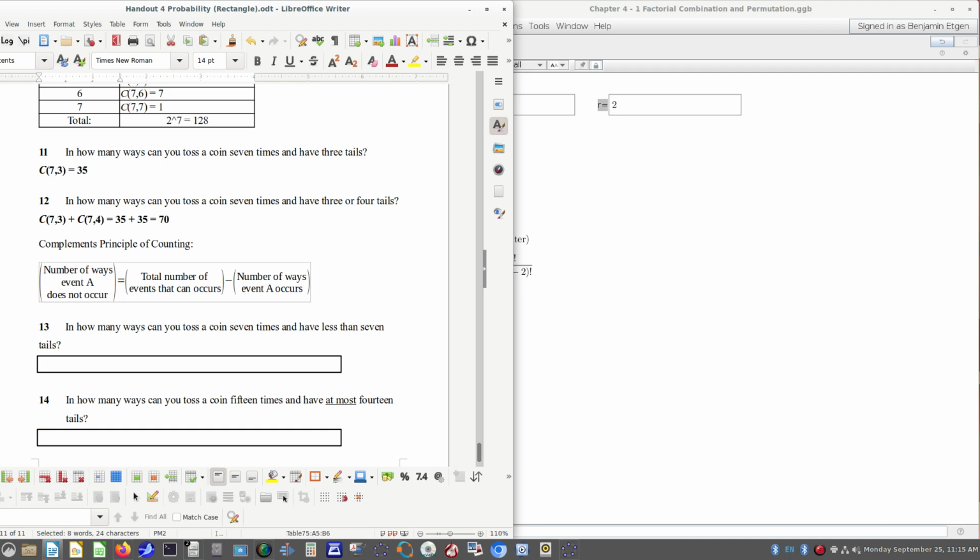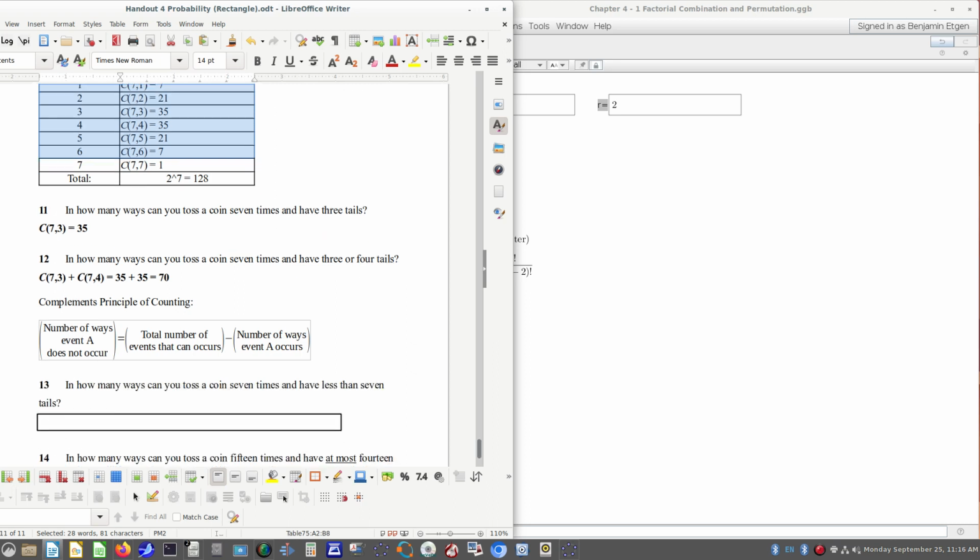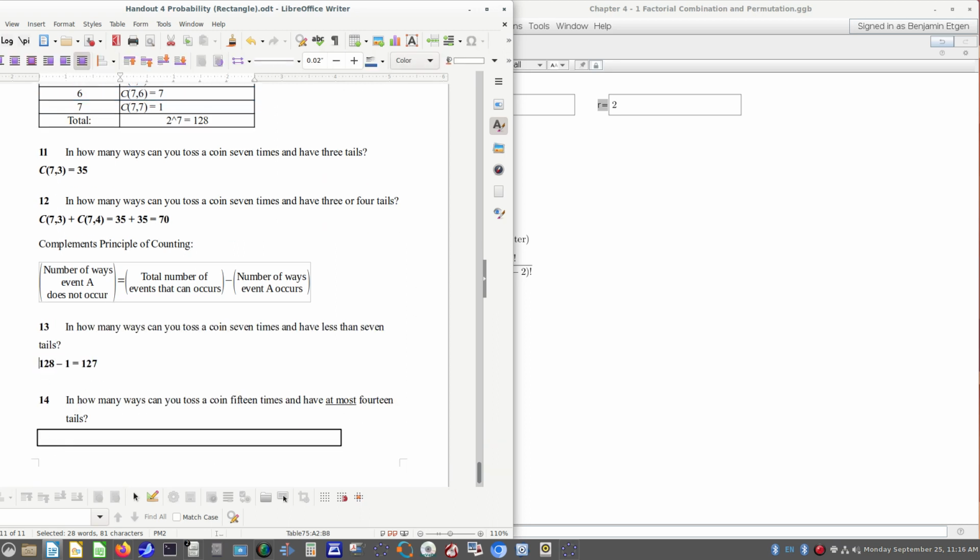In how many ways can you toss a coin 7 times and have less than 7 tails? Now you might say, well, that means that we have to add up all of these, but once we know that we're interested in everything, that is 128, except the one case in which there's 7 tails, we can simply do the arithmetic. All the cases take away the one case that we're not interested in.